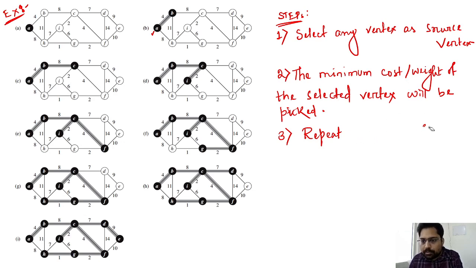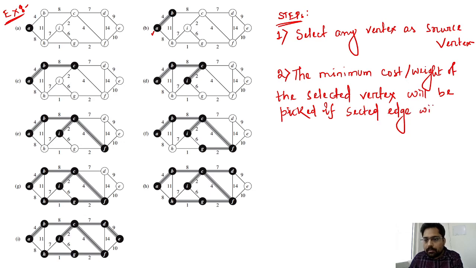before that at least we should clearly write: if the selected edge will not be creating or making any cycle.